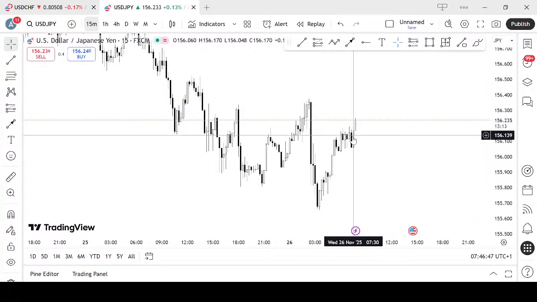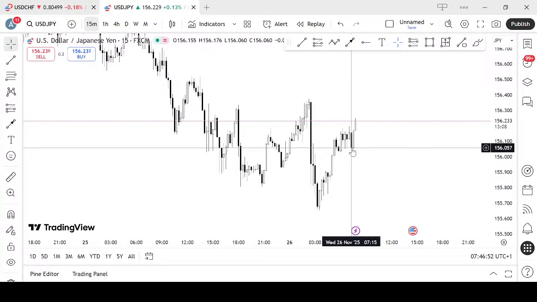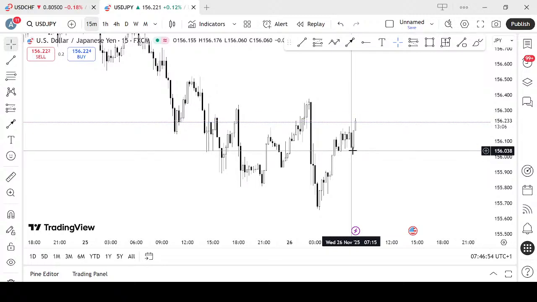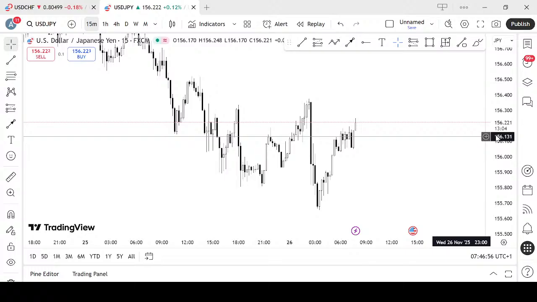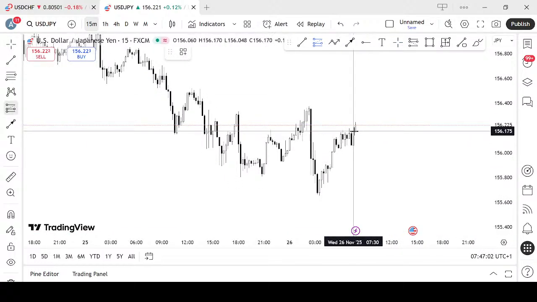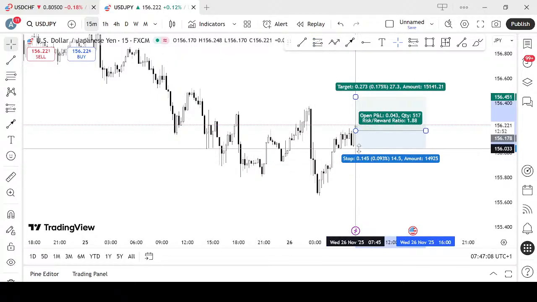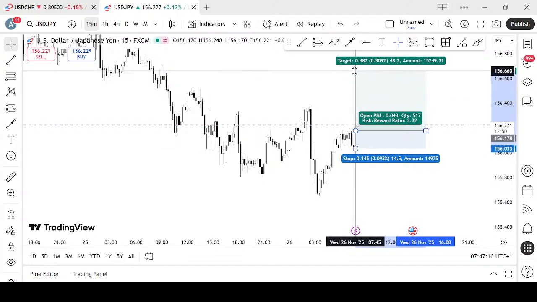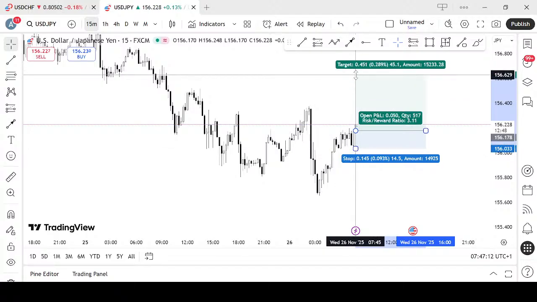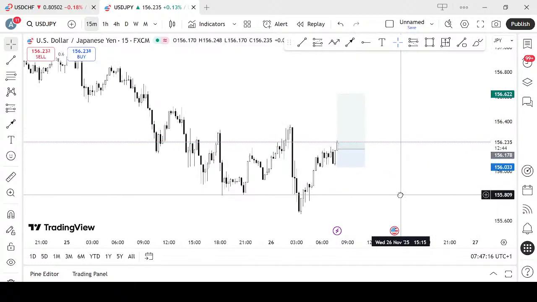This is a nice entry here, just formed recently. You can see it took out the previous low formed by this candle, then closed above it. But that's quite late now. Let's just see what happens here. And we aim for the first partial, which is 1:3, and the second 1:5.